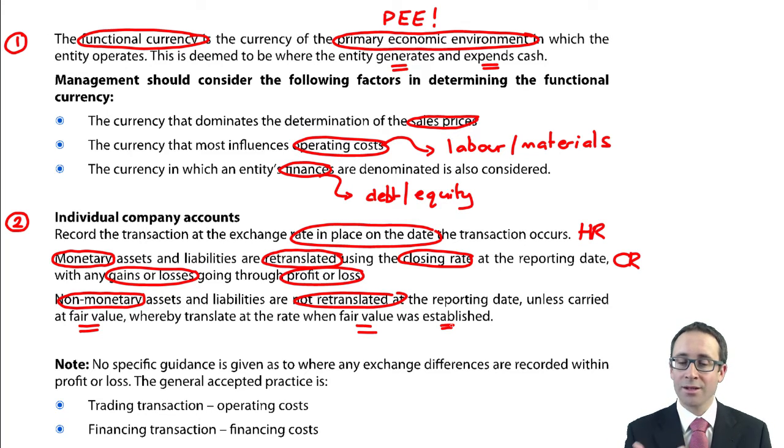There's nothing specific within the standard, it doesn't say, but just note, if you have a trading transaction, so the receipt of cash from a customer, the payment of cash to a supplier, or if you have just a receivable or a payable from your day-to-day trading, any gains or losses there can go through operating costs. But if it's to do with a financing transaction, so maybe an overseas loan, any gains or losses on translation of the overseas loan at the reporting date, given that it is monetary, it will be retranslated. They can go there through finance costs. Okay, but that just tends to be as a generally accepted practice as to what businesses do.